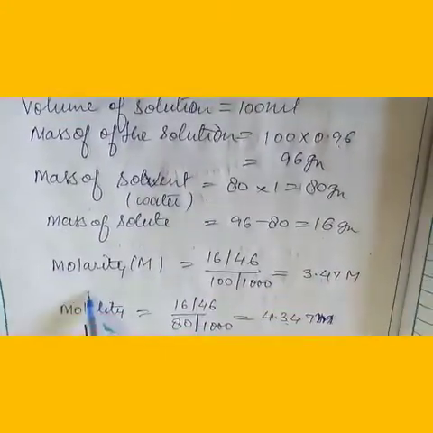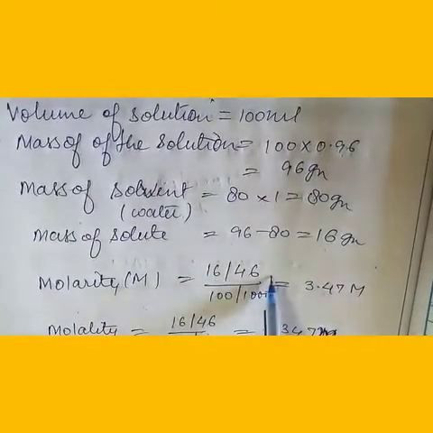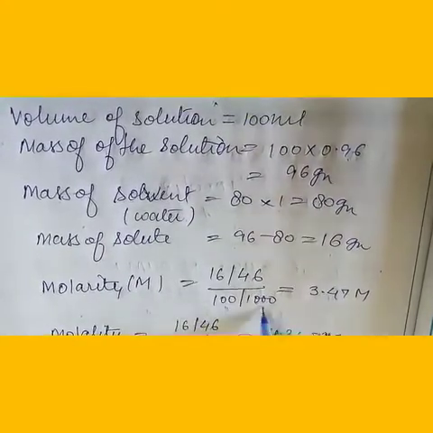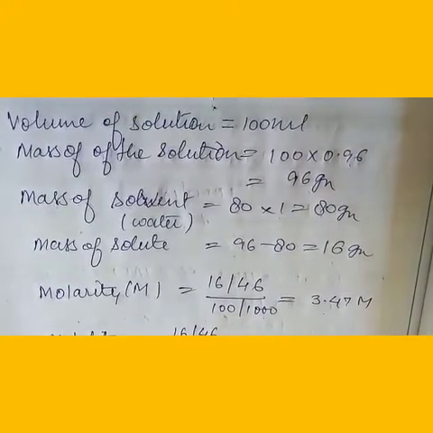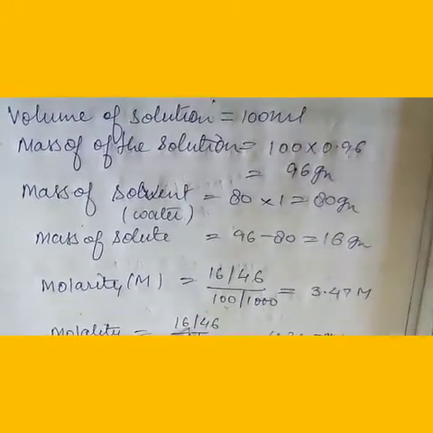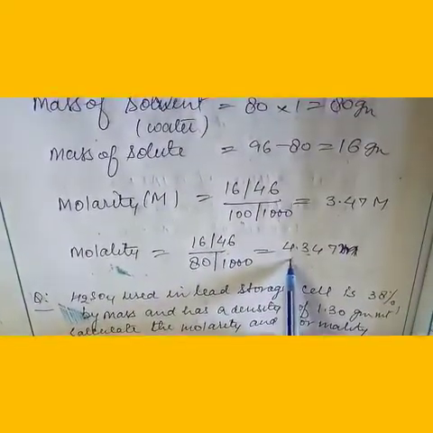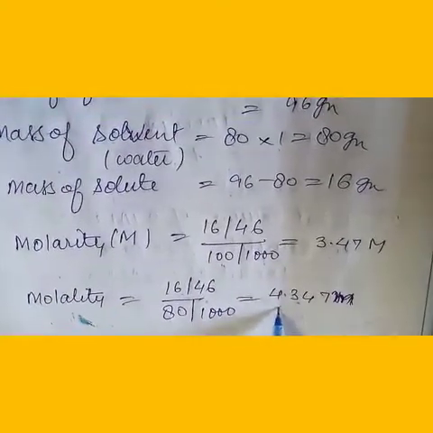Now molarity, we know that the number of moles of solute is 16 upon 46, upon the volume of solution in liters, it means 100 upon 1000. It means 3.47 molarity. Now molality is the number of moles of solute 16 upon 46, and 80 upon 1000. This is coming 4.34. Clear? Now after that we are coming to the next question.